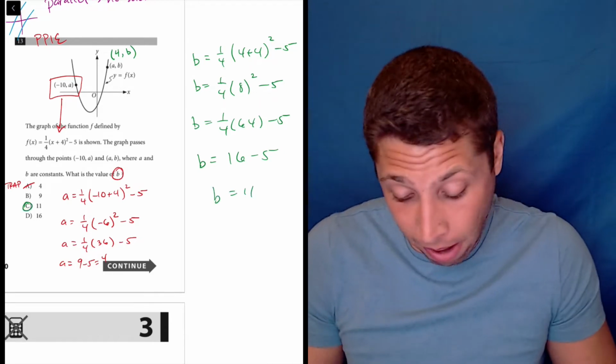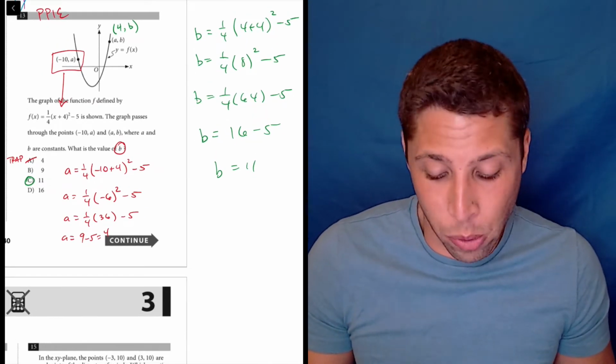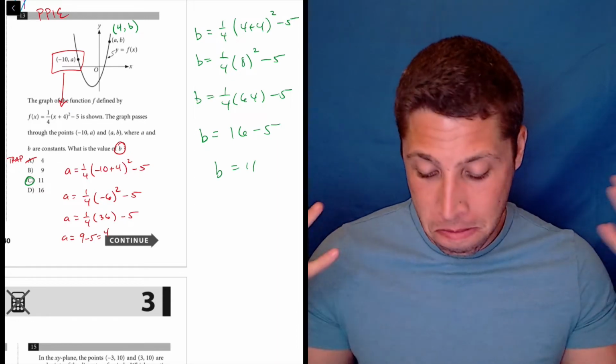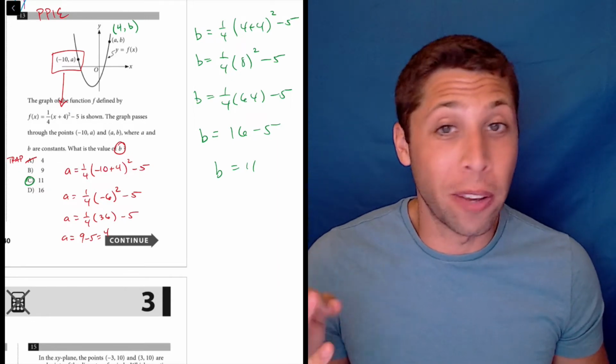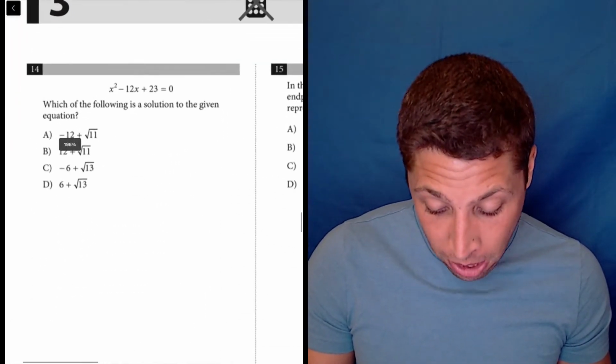Feels pretty good. I wouldn't second guess it. I don't think I made an arithmetic mistake. I would move on, and that's the beauty of plugging points into equations. This looks like it's going to be very complicated, but I didn't really think about it at all. I just dove in and plugged points into equations. It's really the best strategy because you don't have to think very hard.